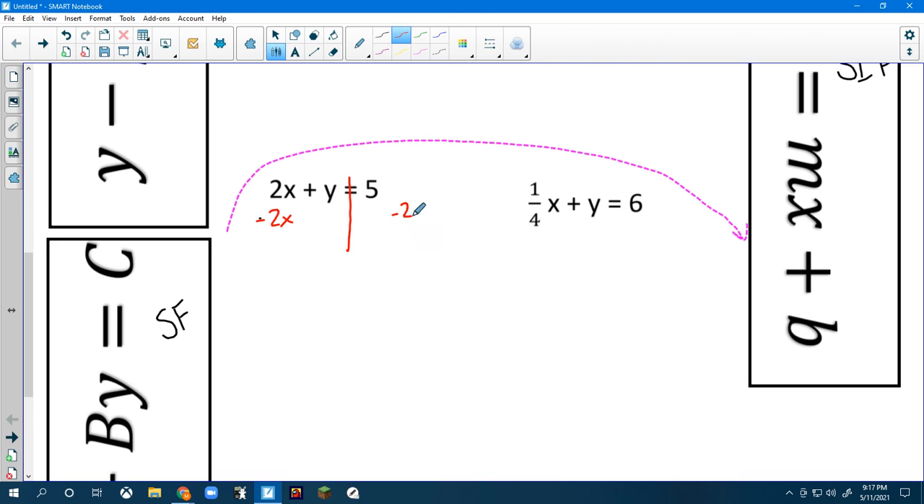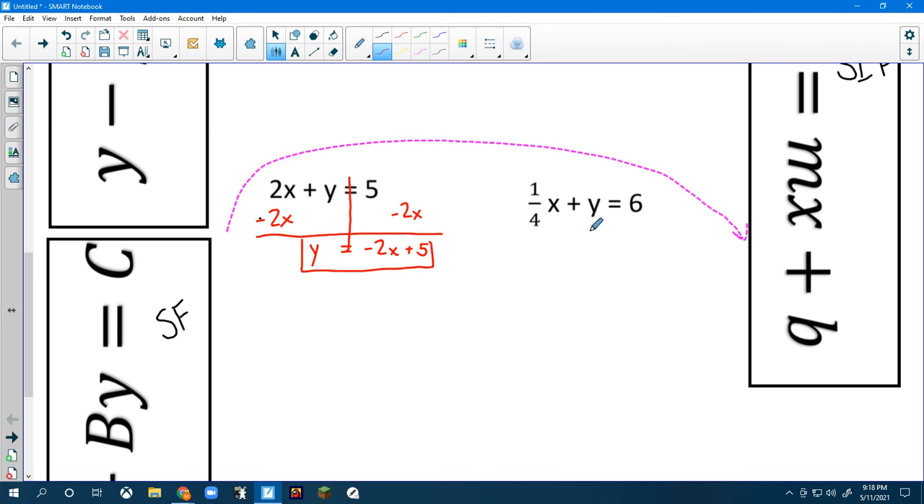And we can't combine that with the 5, so we're going to put it off to the side. These are canceled out. They equal 0, so we're left with y equals, and we're just going to flip these around, negative 2x plus 5. Well, that's pretty simple. All done. Nice and easy.